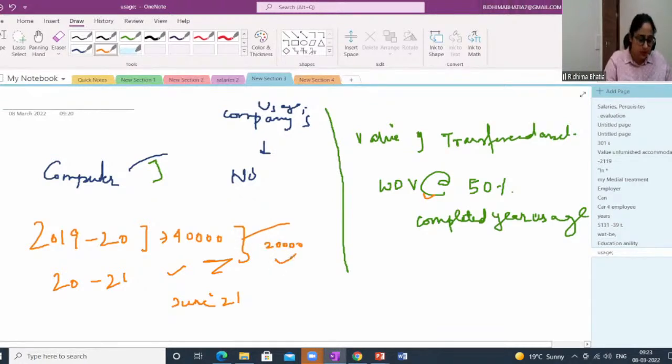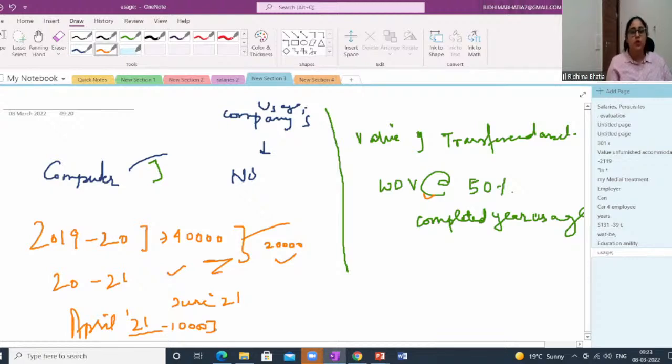Opening value 20,000 minus... so as on April 21, the value is 10,000, correct? The value is 10,000, simple. So this value, till June you will not do anything. This 10,000 would be the perquisite in the hands of employee.